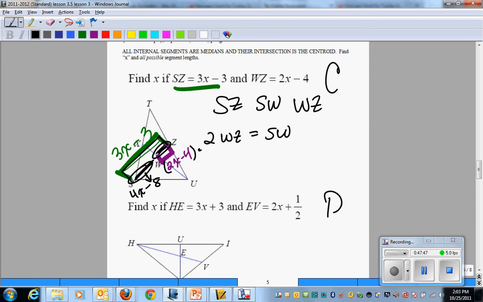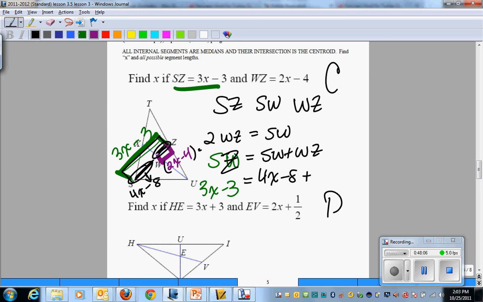Great. Now, look what we could do. S to Z equals S to W plus W to Z. Now you plug in the equations you have. 3x minus 3 equals 4x minus 8 plus 2x minus 4. What is so funny? All right, go sit down. Finish. Go solve.